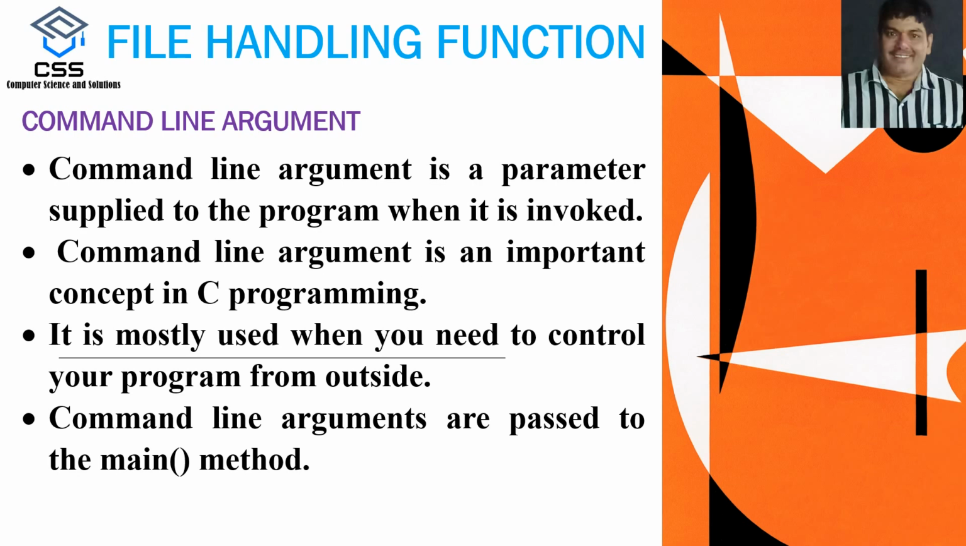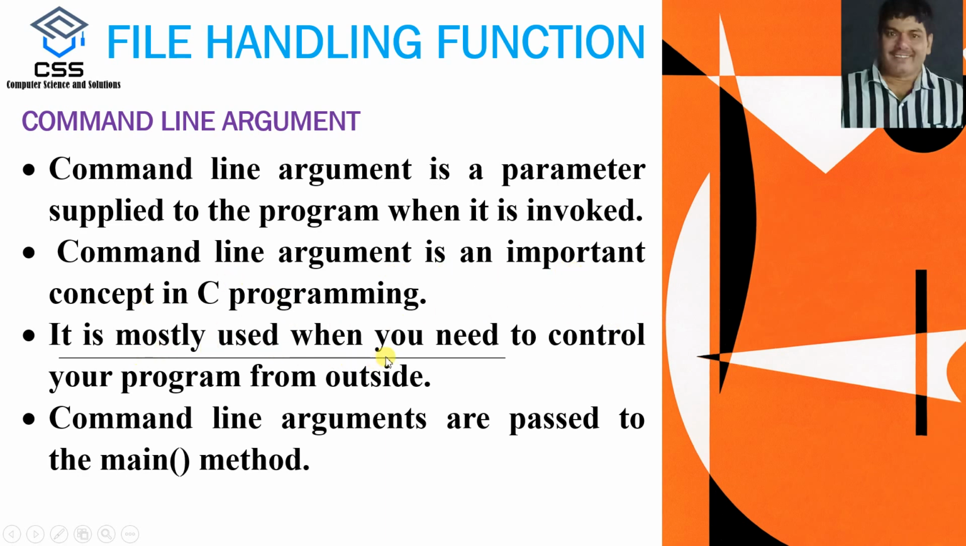Like this, if you write a program and at runtime you want to pass some argument to the program at the command prompt, that is known as your command line argument. How the command line argument is handled in C, through which we can operate on the command line argument, we have to discuss here. Hence, the definition: command line argument is the parameter supplied to a program when it is invoked or run.